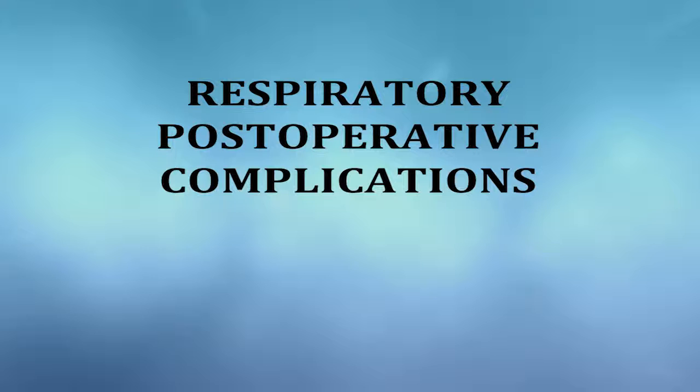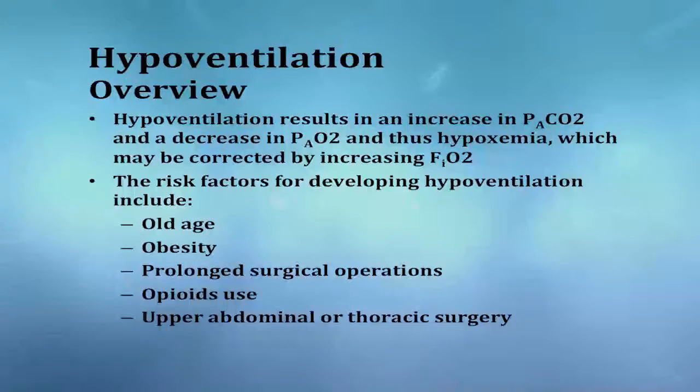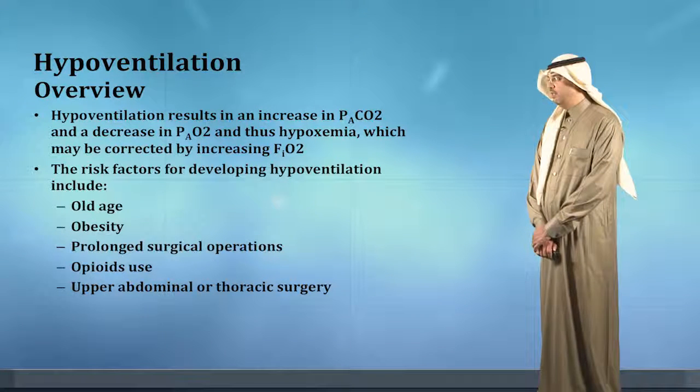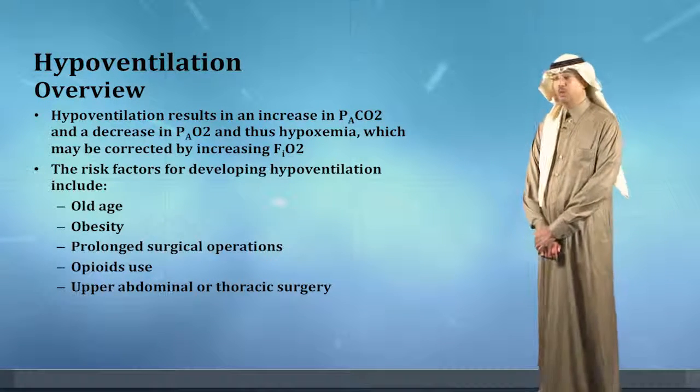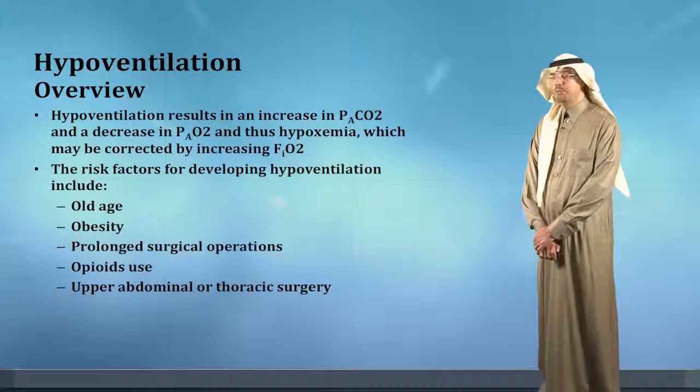What are the respiratory post-operative complications? These can be classified into three groups: hypoventilation and hypoxemia, atelectasis, and pneumonia. We start with hypoventilation. Hypoventilation results in an increase in the partial arterial pressure of CO2 and a decrease in the partial arterial pressure of oxygen. Thus this leads to hypoxemia, which might be corrected by increasing the fraction of inspired oxygen. The risk factors for developing hypoventilation include old age, obesity, prolonged surgical operations, opioid use, or upper abdominal or thoracic surgery.